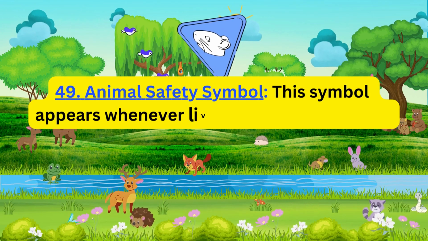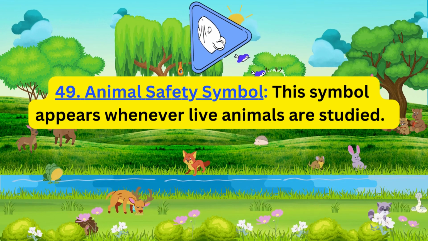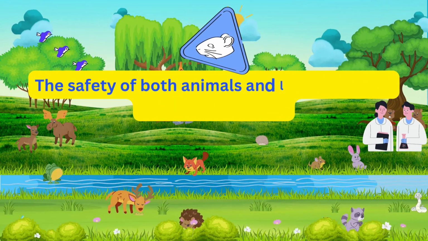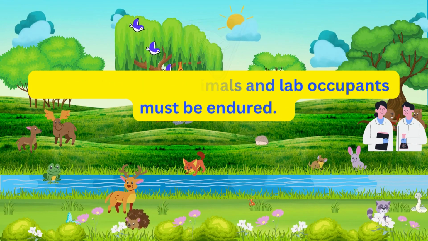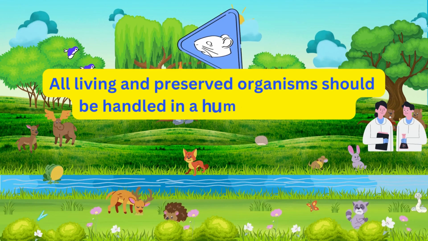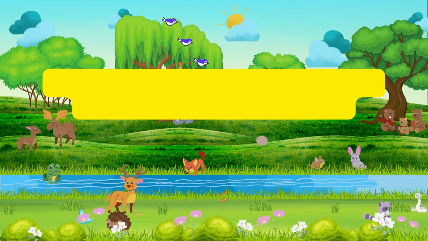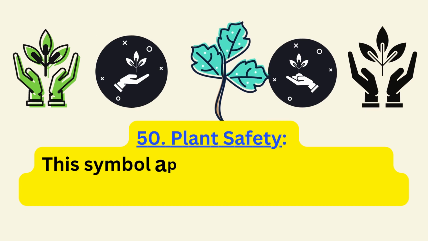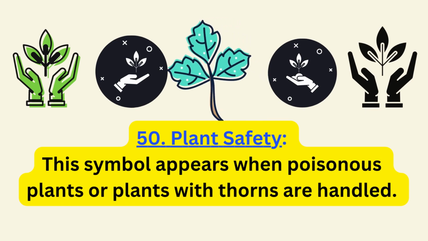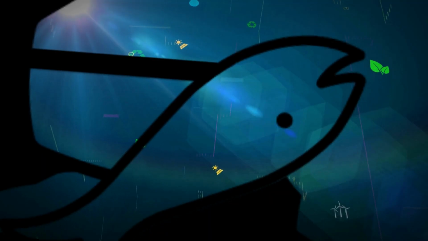49. Animal safety symbol. This symbol appears whenever live animals are studied. The safety of both animals and lab occupants must be ensured. All living and preserved organisms should be handled in a humane manner. 50. Plant safety. This symbol appears when poisonous plants or plants with thorns are handled.